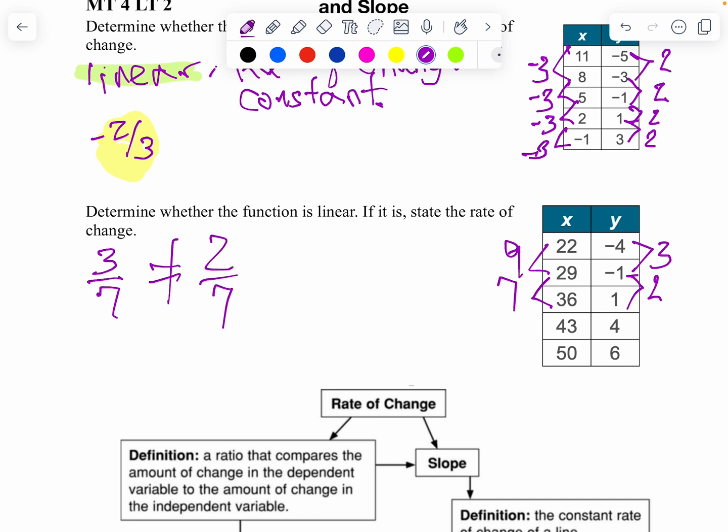If I had a different set of numbers, I might want to look at cross multiplying, which I said I don't like, or divide them out and see if those decimals are the same. But I can definitely see 3/7 does not equal 2/7. And so my answer: this is not linear.